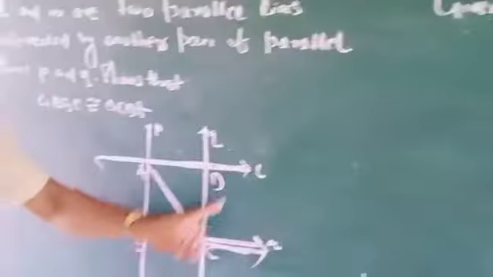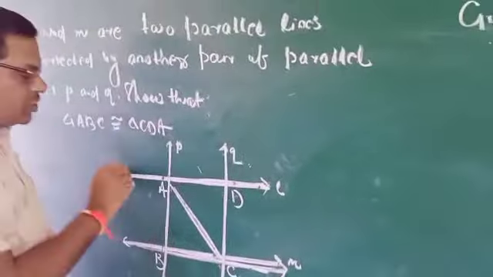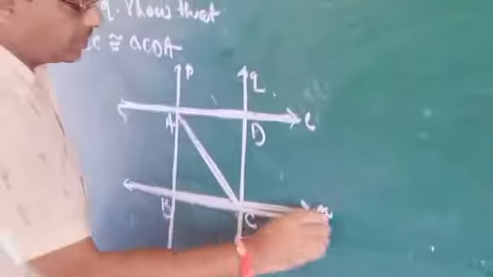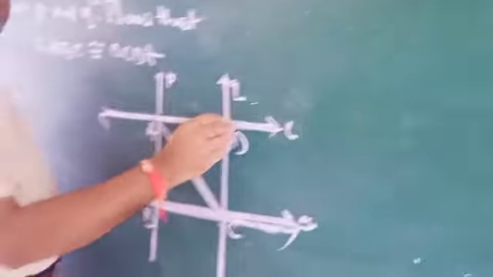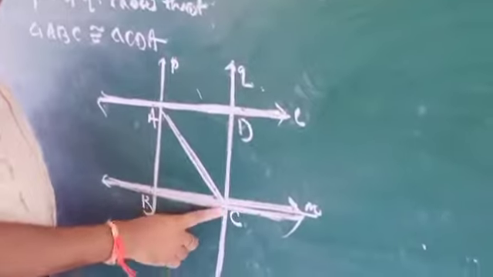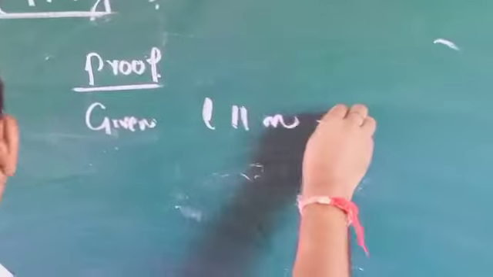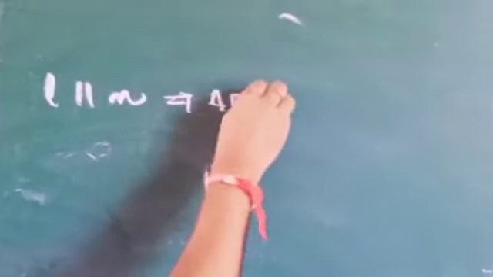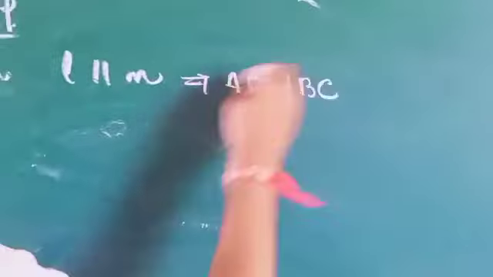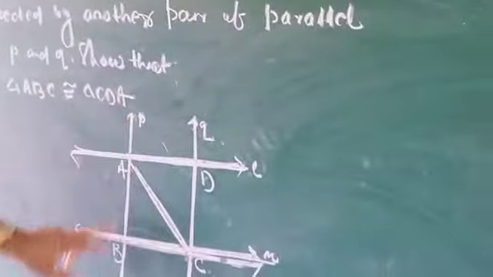Given L is parallel to M. If these two are parallel lines, then AD is a part of L and BC is a part of M. So therefore AD is parallel to BC. Given L is parallel to M, that implies AD is parallel to BC.